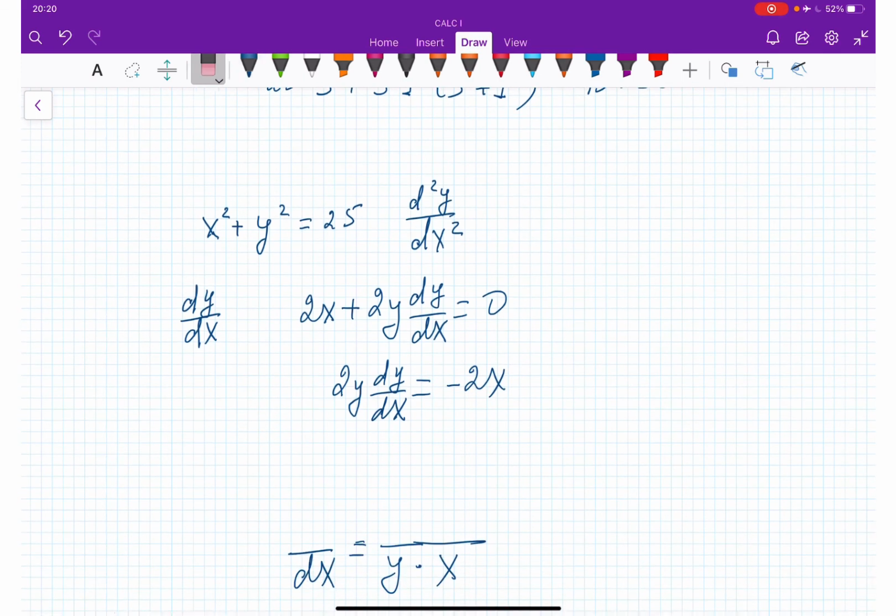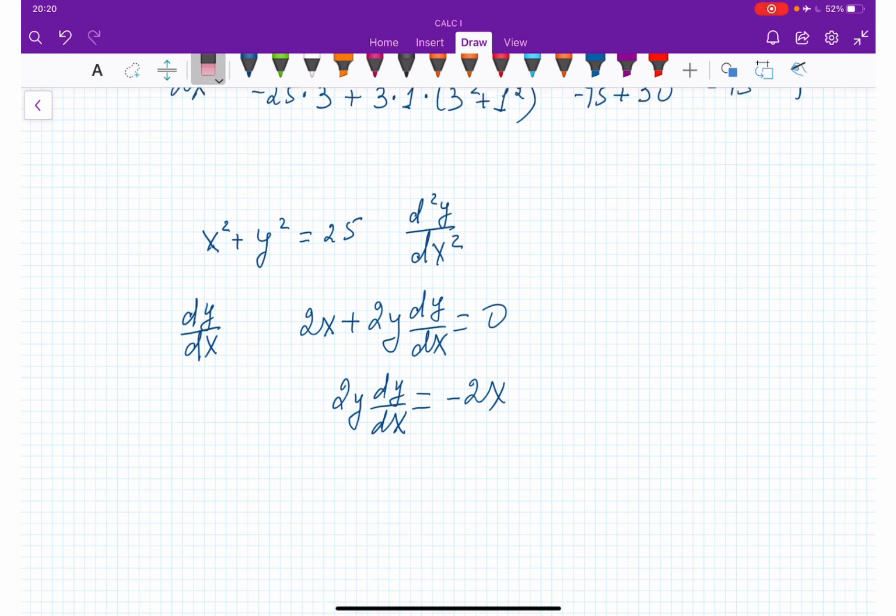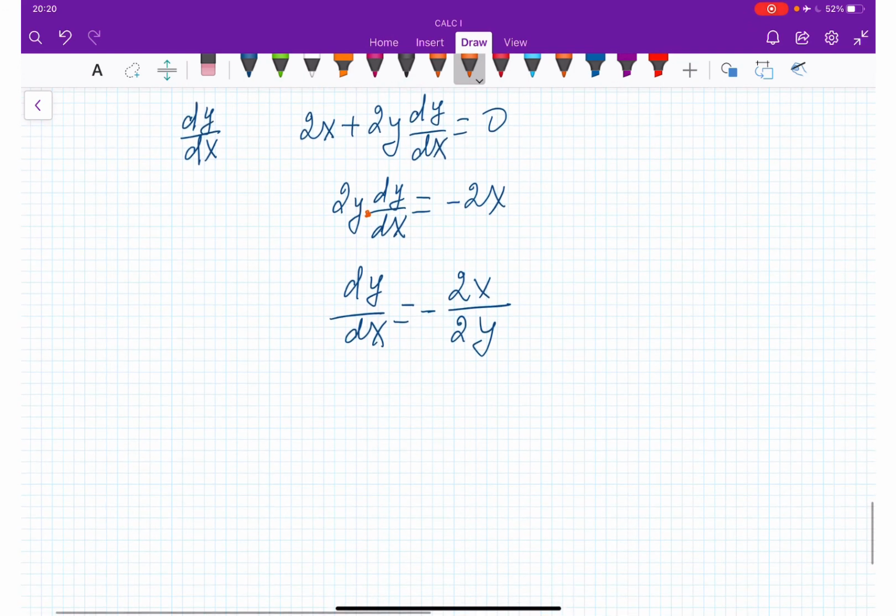And dy by dx is equal negative 2x divided by 2y. Yes, because here we have multiplication between them, so I am dividing by 2y both sides. And this is, we are getting first derivative, negative x over y. Now let's take second derivative.